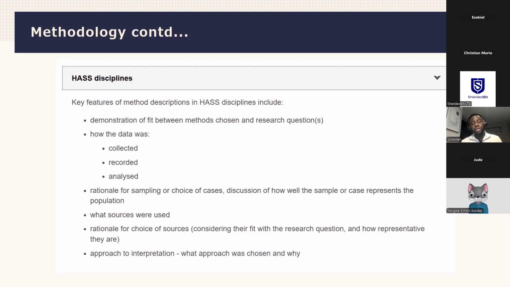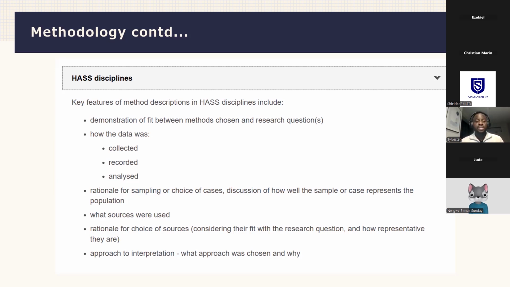Then you also give the rationale for sampling or the choice of cases. Remember, this is particularly for humanities and social sciences mostly. Show us how you collected that sample, like that example I was giving about young girls and AI. Why did you choose to collect from people in Omaha instead of people in Abakaleke? Was it because of accessibility? Was it because they had the larger number of the target population? Tell us that. And then tell us the sources you used.